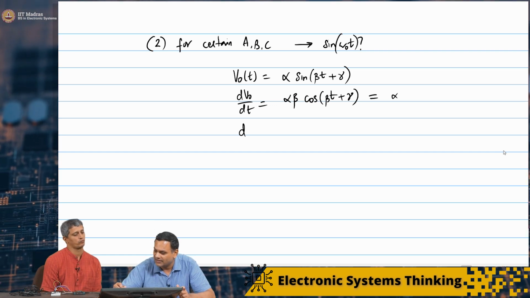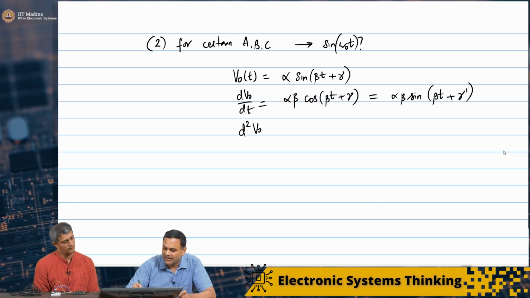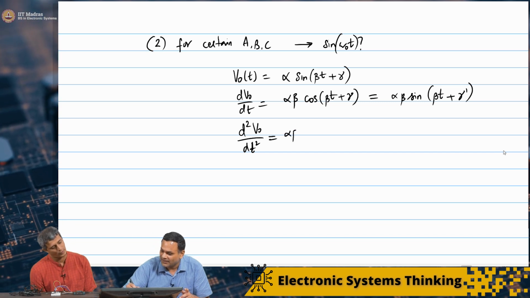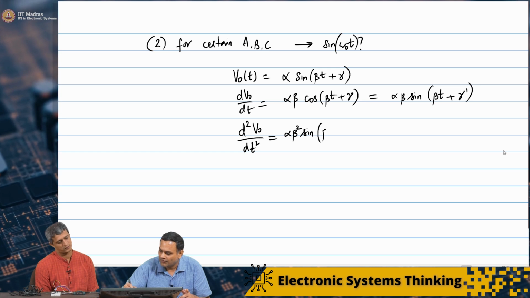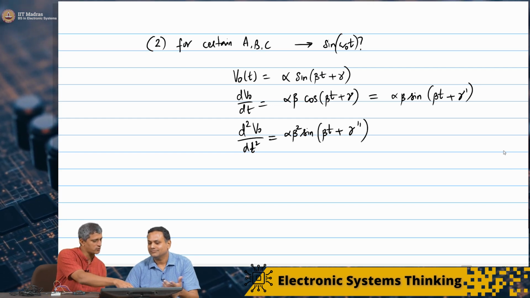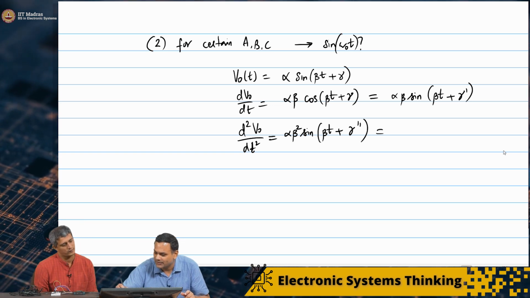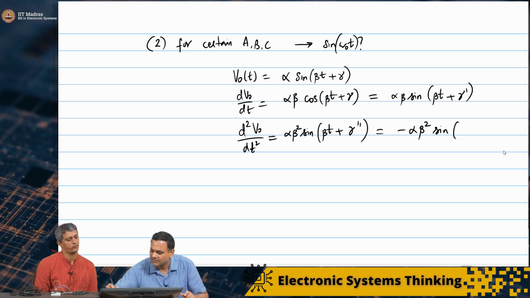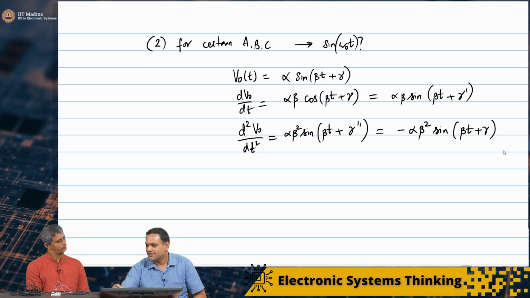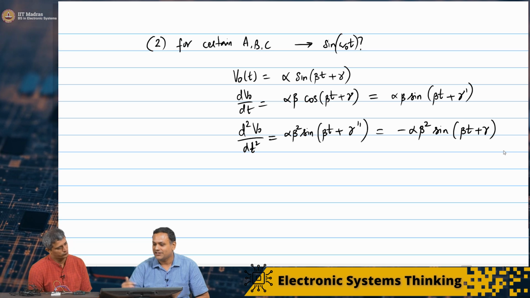So this can be written as alpha beta sine of beta t plus gamma prime. And d squared v naught by dt squared, again it should be clear because you again have a sinusoid, so you can write this as alpha beta squared sine of beta t plus gamma double prime. Or you just take the first expression, and it becomes minus alpha beta squared sine of beta t plus the original gamma. The first one, gamma prime and gamma, will differ by 90 degrees, and the next one will differ by 180 degrees, because every differentiation adds a 90-degree phase shift.